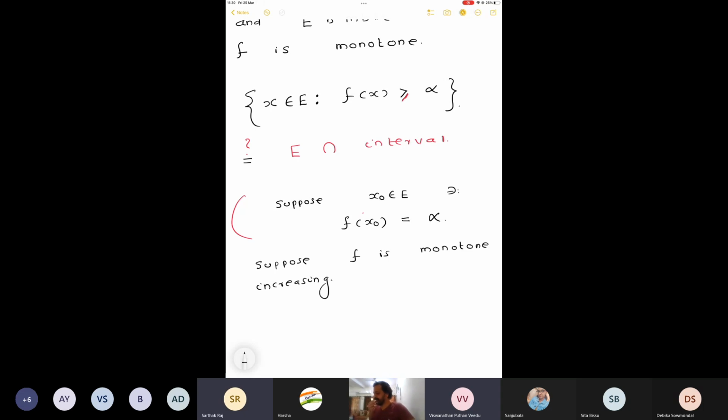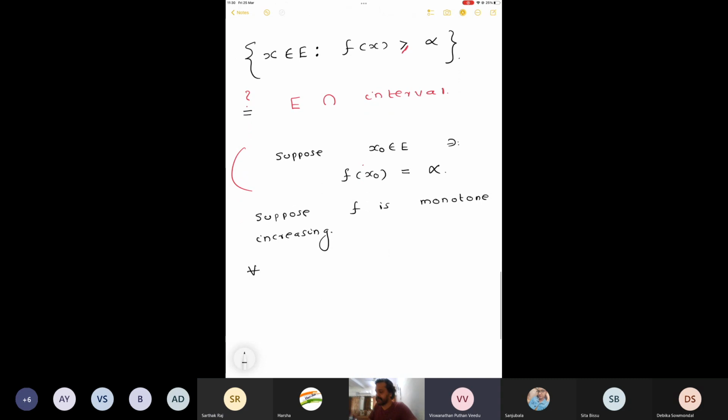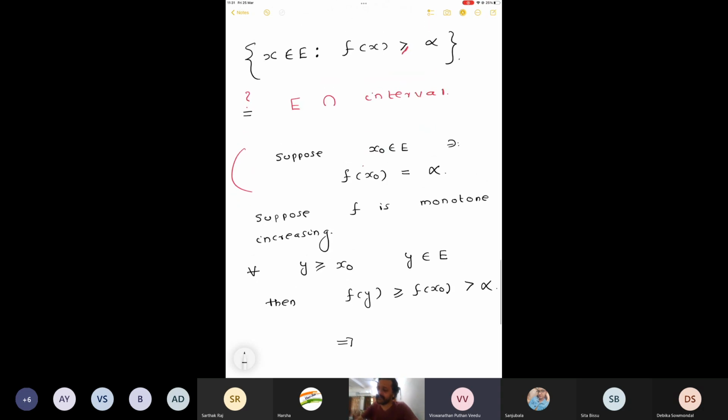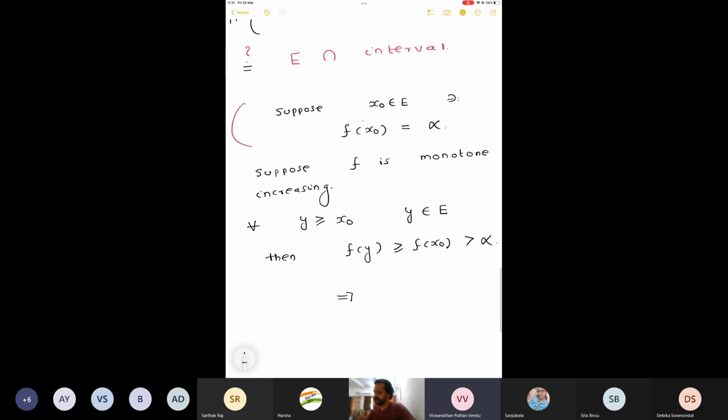For every y greater than or equal to x naught, with x naught and y in E, that's where I don't know whether this y will be in E or not. Then f of y will be greater than or equal to f of x naught because of monotonicity, and this will be greater than alpha. That will imply that y is also in that set, if you call this set A. This is what you are saying, right?